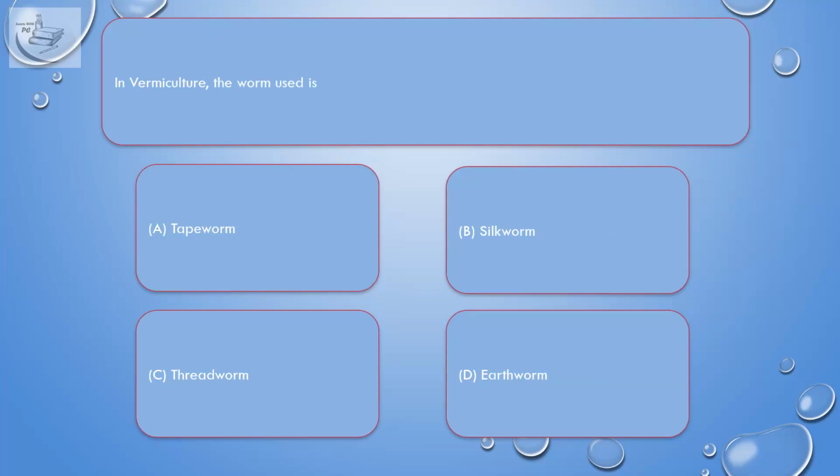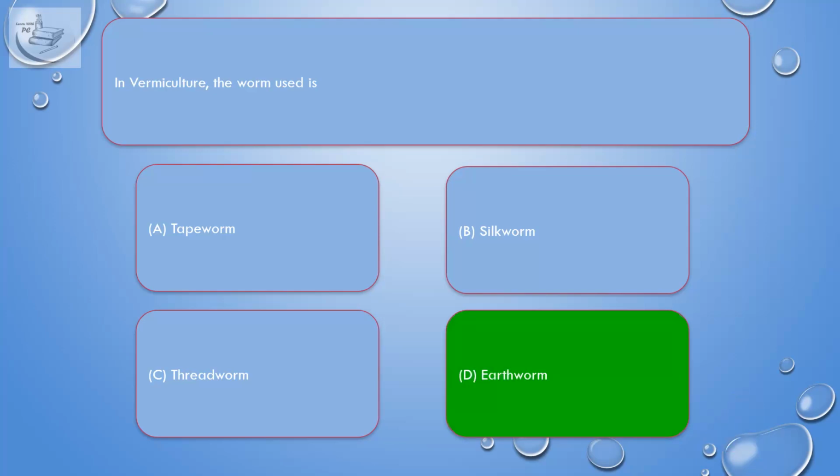Question: in vermiculture, the worm used is A. Tapeworm, B. Silkworm, C. Threadworm, D. Earthworm. Correct answer is D. Earthworm.